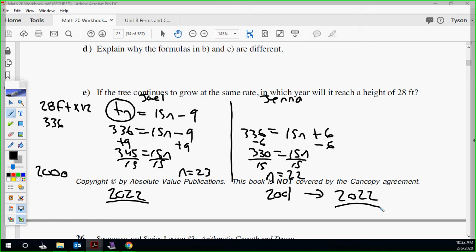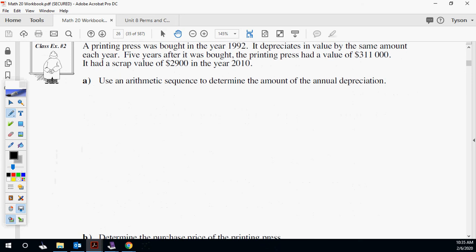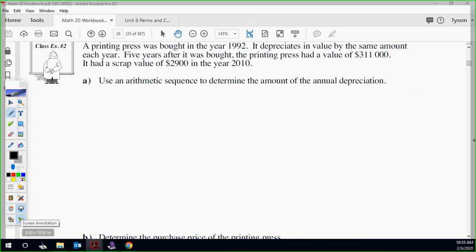Okay, any questions so far? Okay, we're just going to go through a little decay problem now. So instead of growing, we're decaying. Look at this one here. A printing press was bought in 1992, depreciates in value by the same amount each year. 5 years after it was bought, the printing press has a value of $311,000. It had a scrap value of $2,900 in the year 2010.